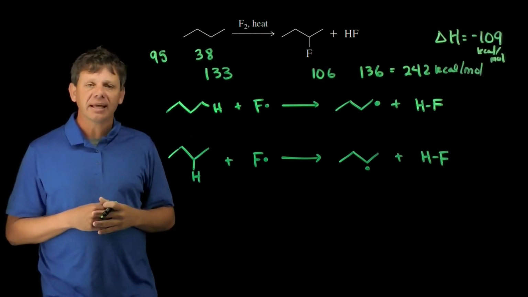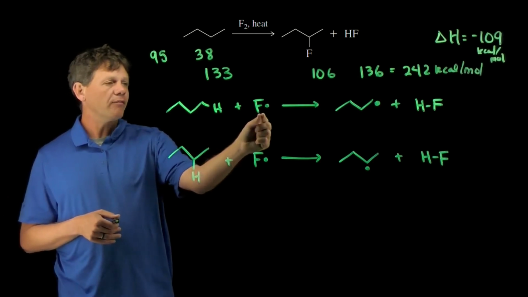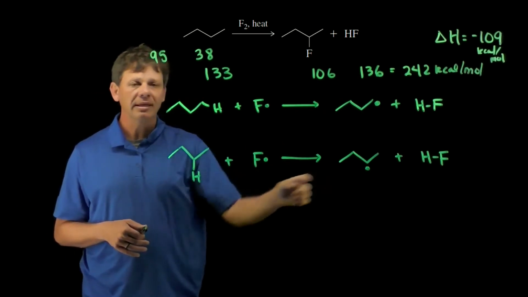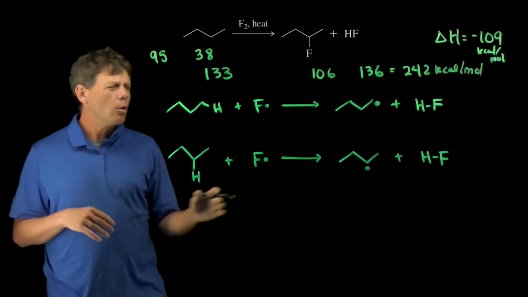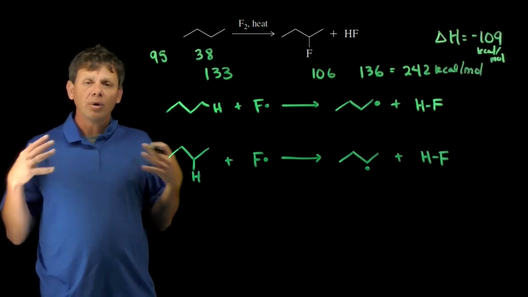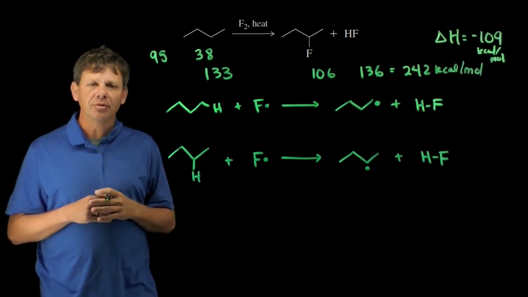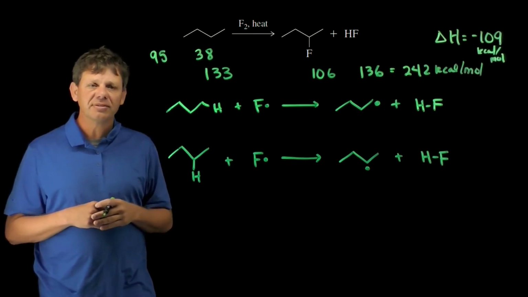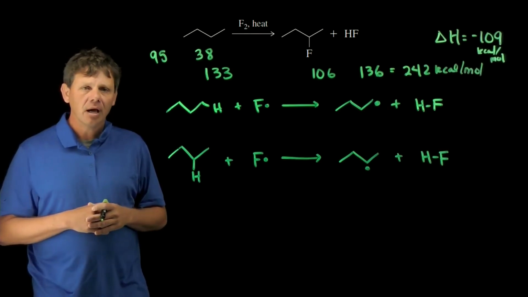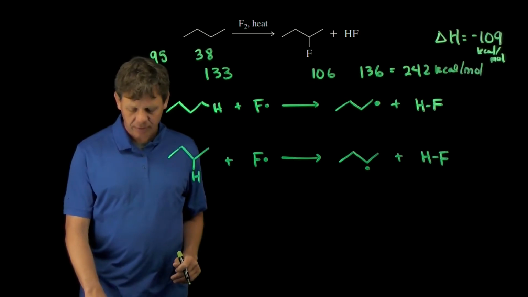When we think about the selectivity, though, we really only care about the first step, meaning will the fluorine radical abstract the hydrogen to make a primary radical selectively or to make a secondary radical selectively? We know that the secondary radical is more stable, so it should form first. What this question is really asking is, is the first step endothermic or exothermic? Is it going to have a transition state that is reactant-like or product-like? So this is an application of the Hammond postulate. We can use bond dissociation energies to answer this question.